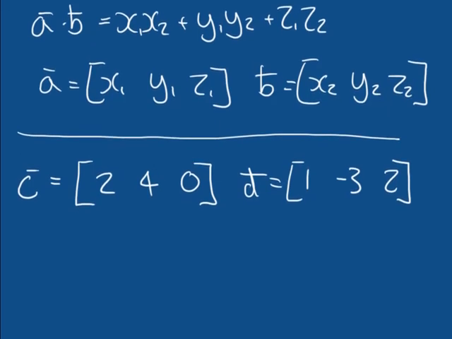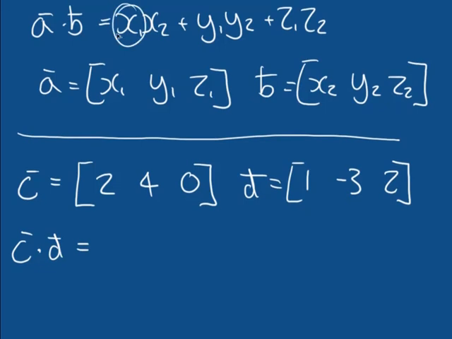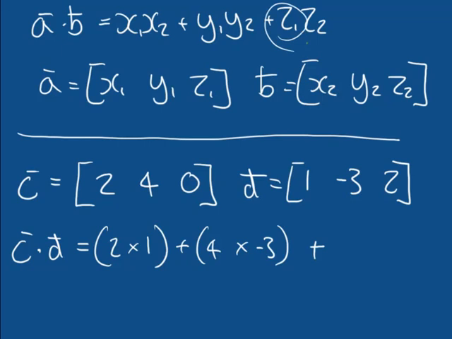So we know, using that definition, that c dot d is going to be equal to the x-coordinate of c multiplied by the x-coordinate of d. So it's going to be 2 multiplied by 1. We're going to add that to the y component of c multiplied by the y component of d, so we get 4 multiplied by minus 3. And then we add the z component of c multiplied by the z component of d, so we get 0 multiplied by 2.